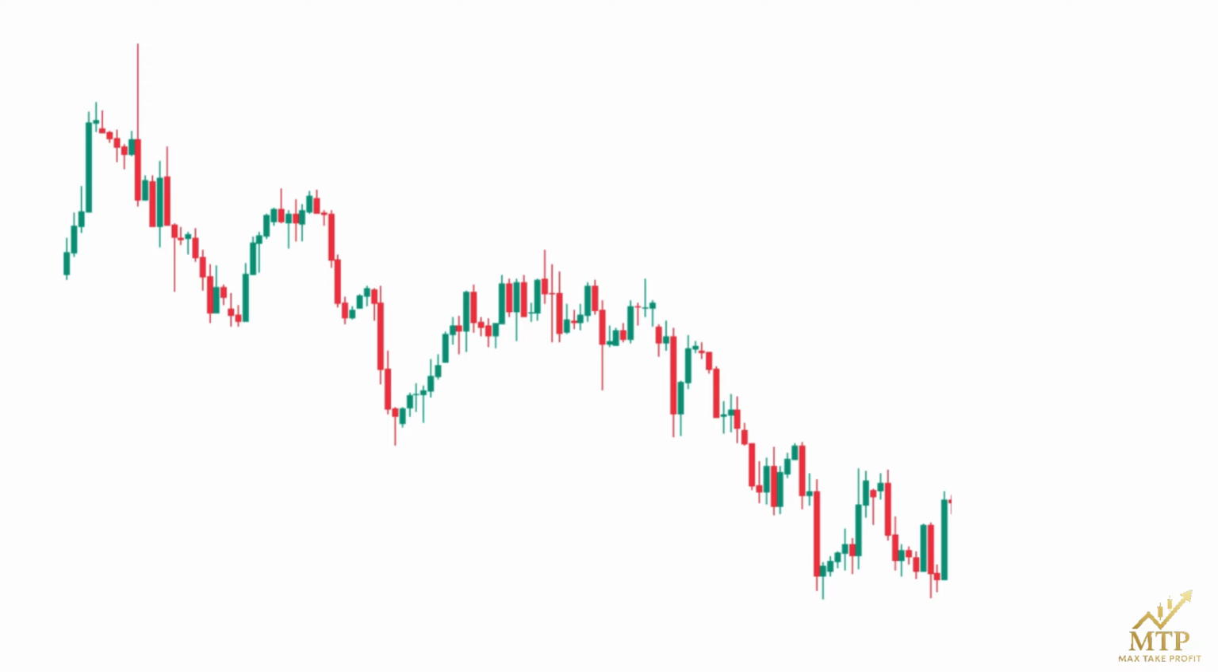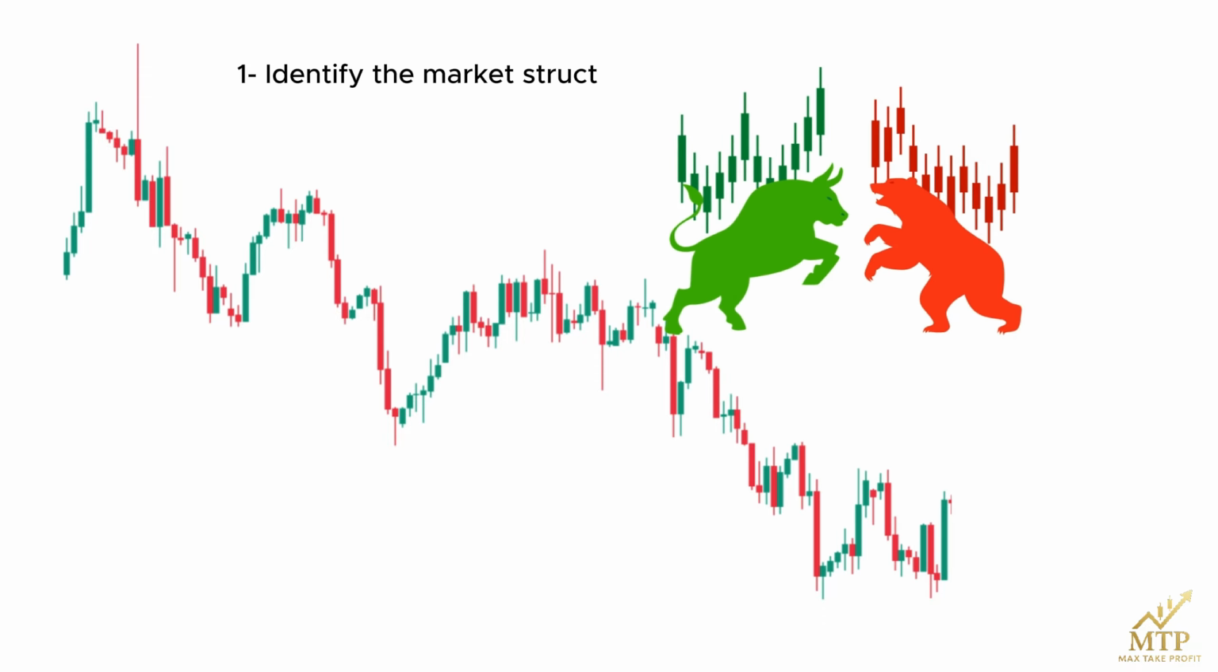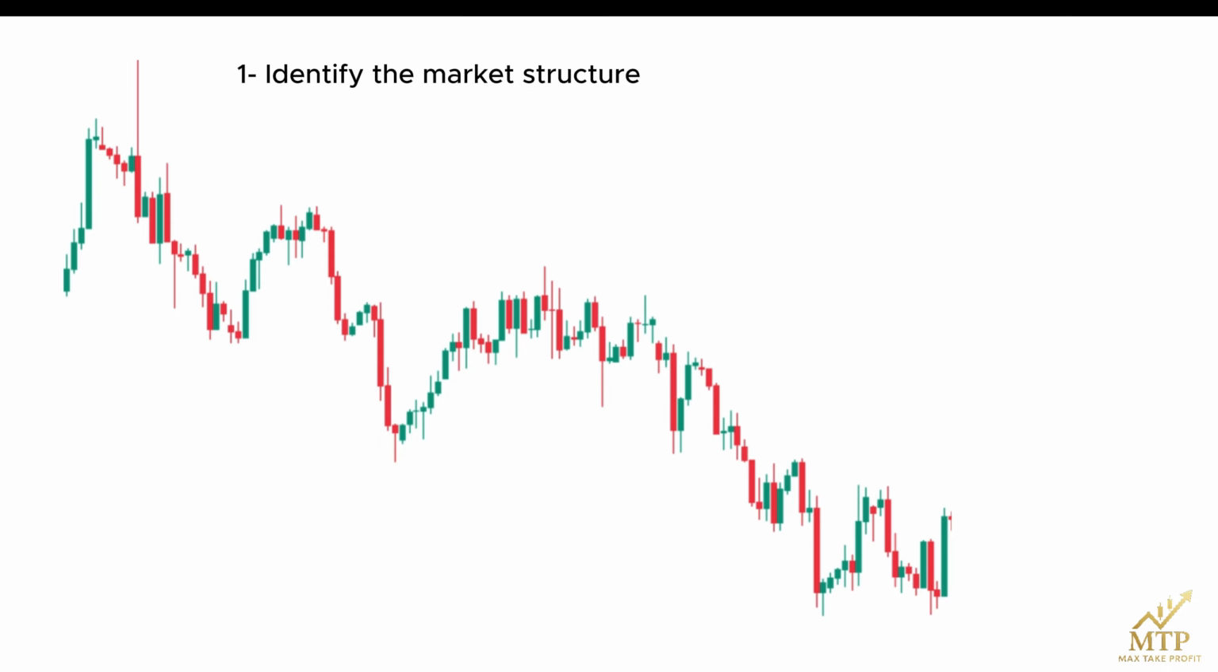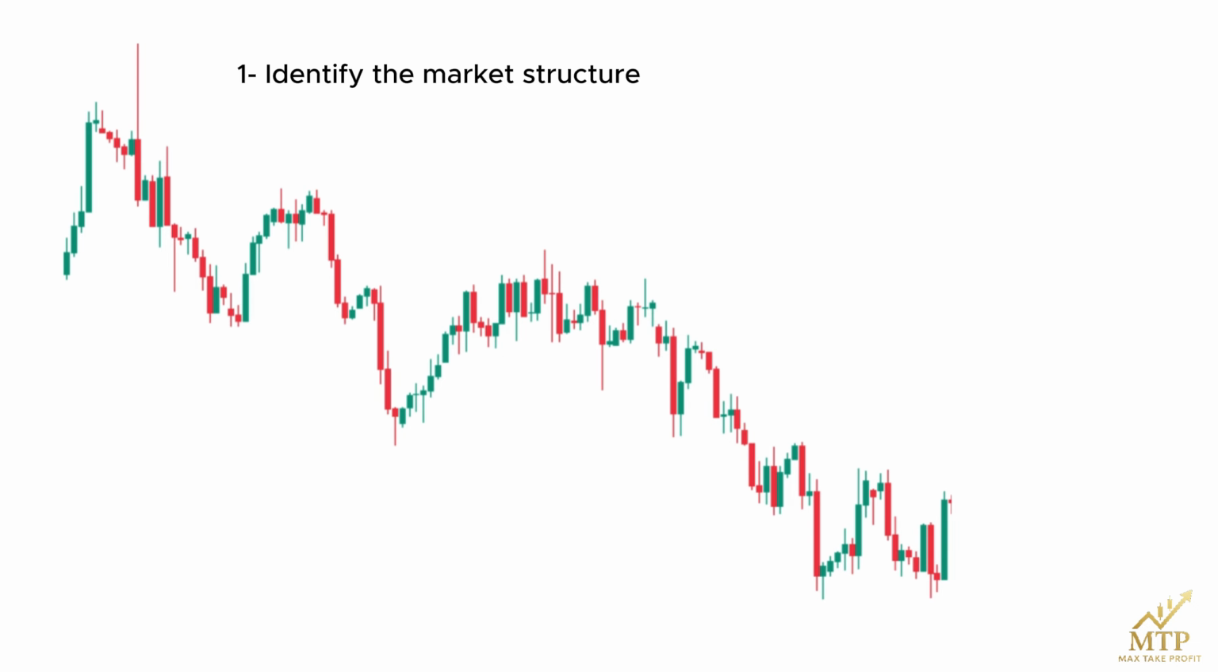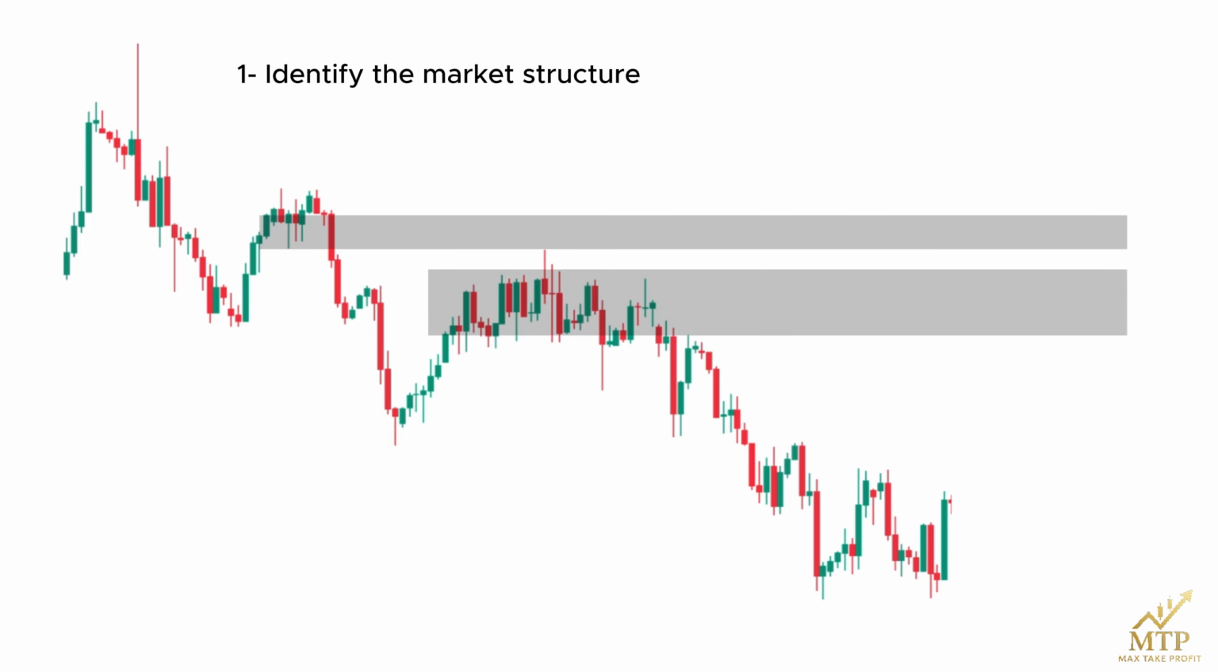Step 1, identify the market structure. Before looking at candlesticks, you must know whether the market is in an uptrend, in a downtrend, or in consolidation. Then identify the key levels: previous highs, previous lows, support and resistance zones, liquidity areas. These zones determine where a candlestick becomes truly meaningful.